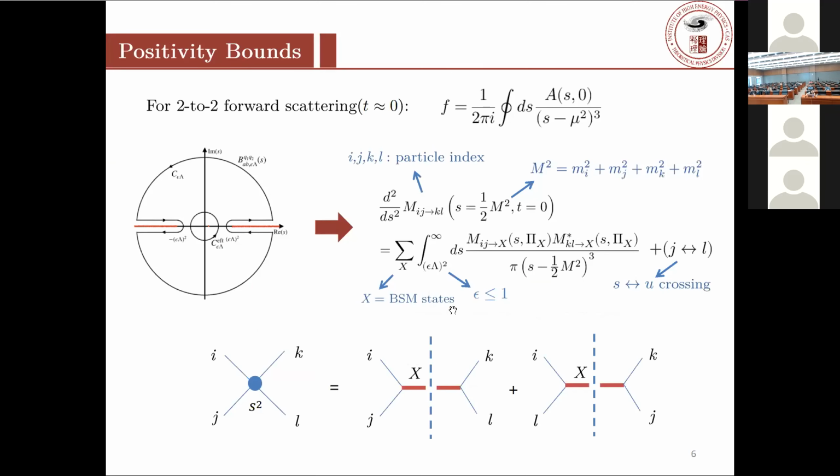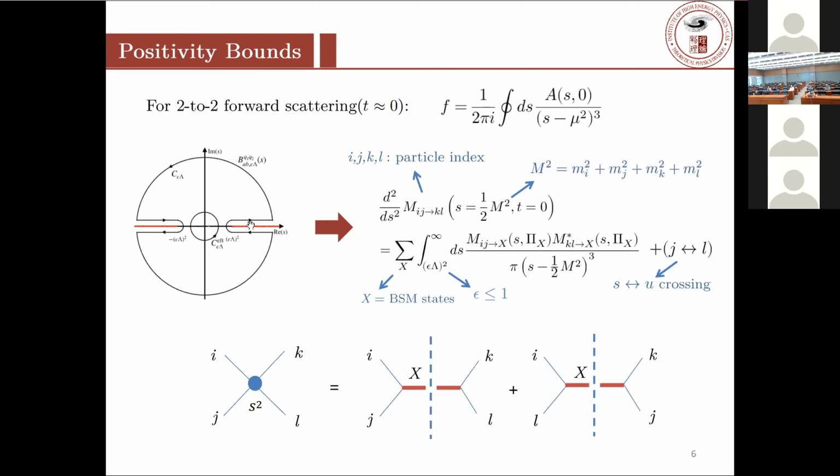The framework focuses on the 2-2 forward scattering. Then we can define a contour integration like this, where the contour contains a small circle and an integration along the real axis. The small circle is in the low energy region, so it is calculable with the EFT. It gives rise to the left-hand side of this formula, where IJKL are the particle indices. And the right-hand side is the contribution from the real axis.